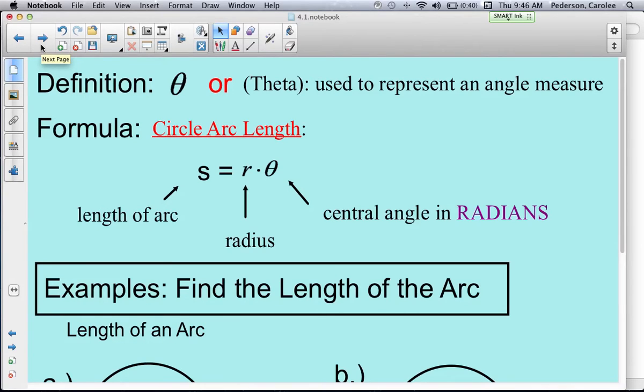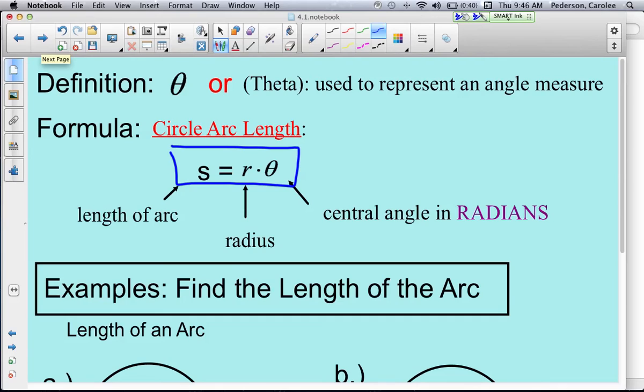You don't need to write that down. I would recommend you write this formula. You've used this in geometry. It's the measure of an arc length. So if we give you a central angle in radians and the radius, we can find the length of the arc. So I'm going to just draw a picture of it.